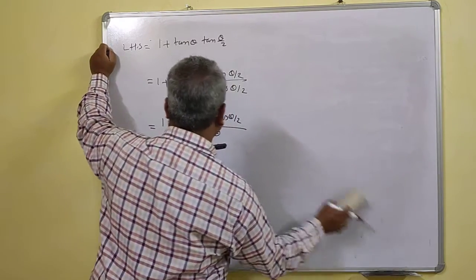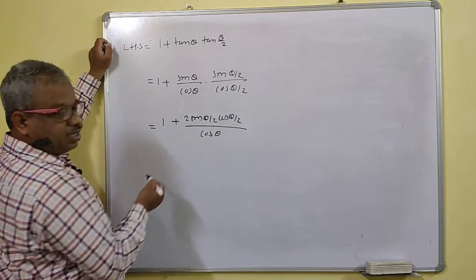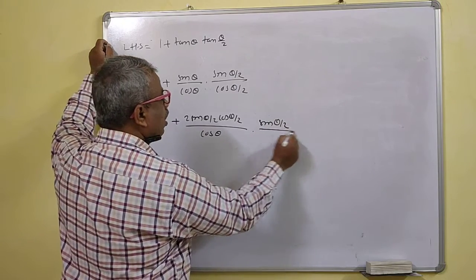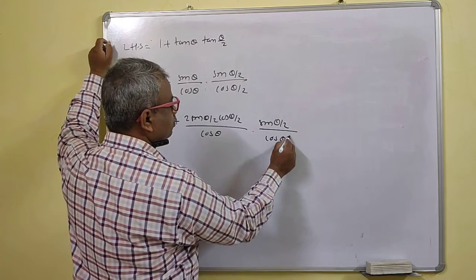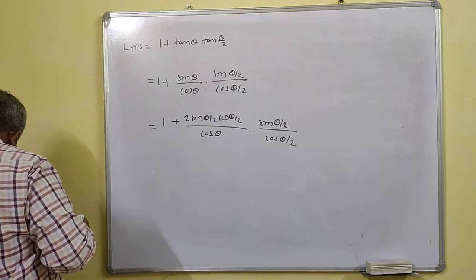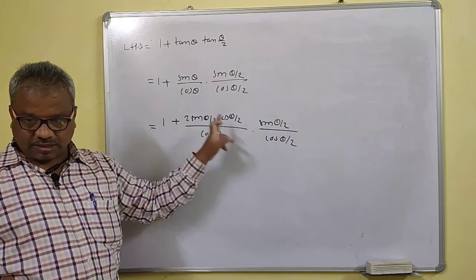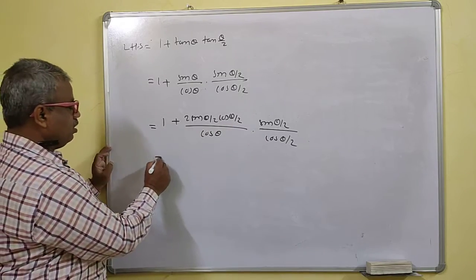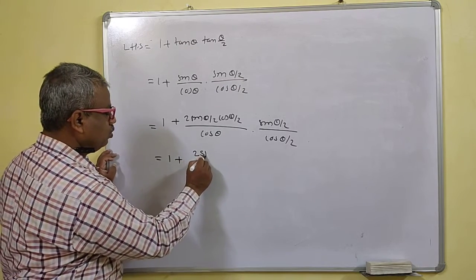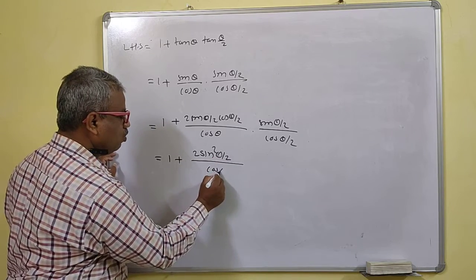Now how do you write this? Cos theta by 2 sin theta by 2. This is the formula for sin 2 theta, into sin theta by 2 upon cos theta by 2. Now this cos theta by 2 and cos theta by 2 get cancelled. So this is 1 plus 2 sin square theta by 2 upon cos theta.